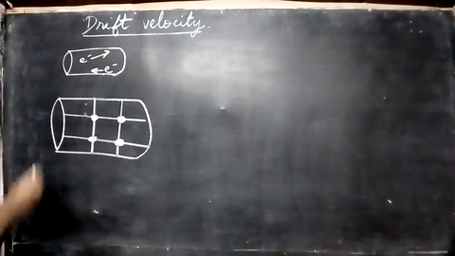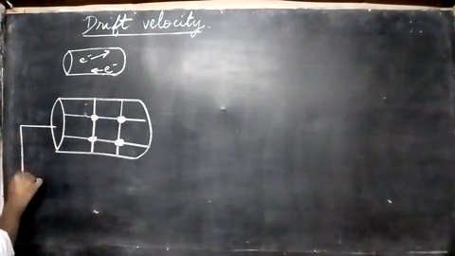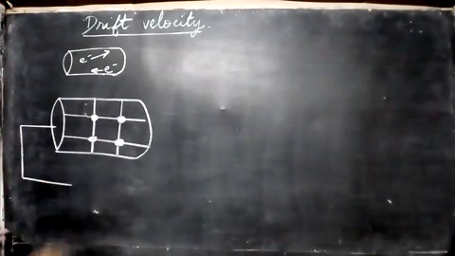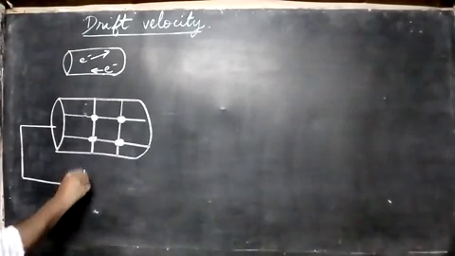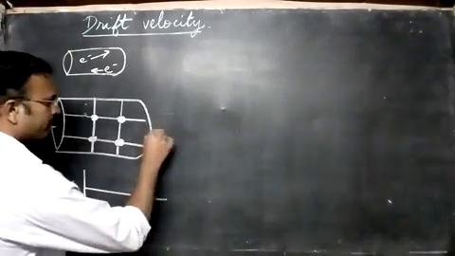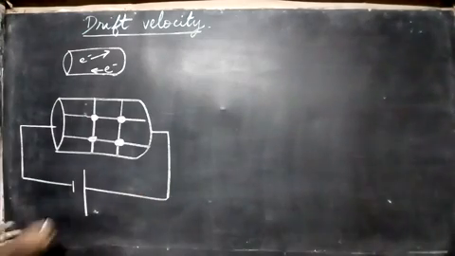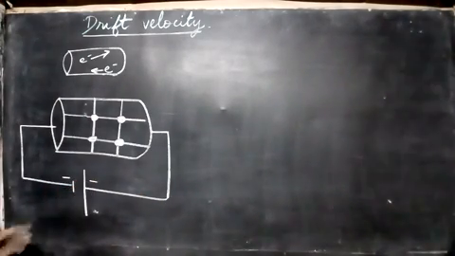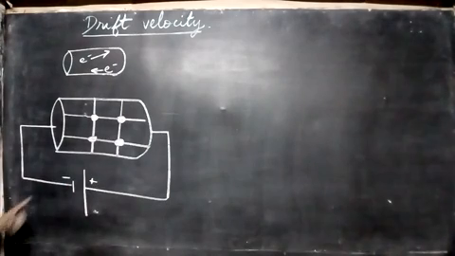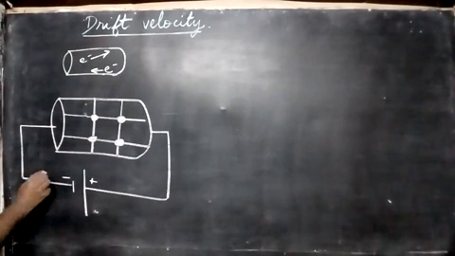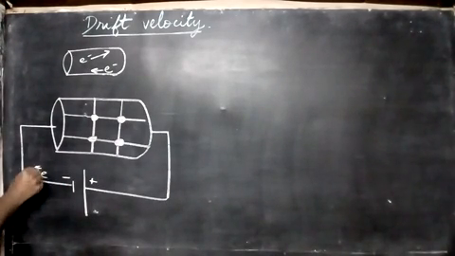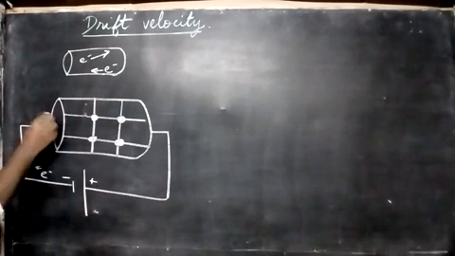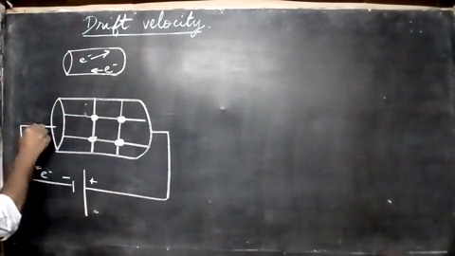Now we connect it to a cell this way. This is the negative and this is the positive. So electrons will start coming from the negative end this way. I'm taking the electronic current, so the direction of electrons will be this way.